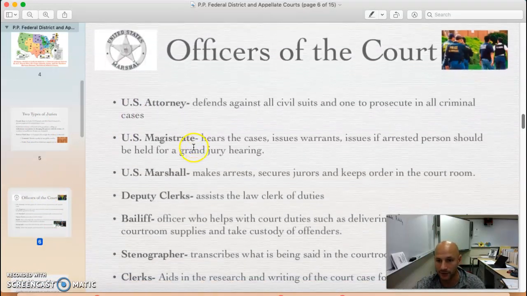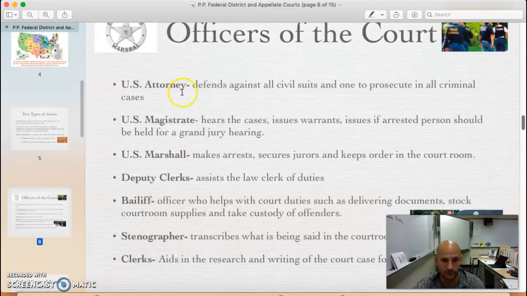Some officers that are within the court system, we have our U.S. Attorney General, U.S. attorneys, that are hired by the President and approved by the Senate as well. I met him, the one in Erie. Forget what the guy's name is. Really smart as a whip guy. You don't want to mess with these people. And they defend against all civil suits and want to prosecute in all criminal cases. So they work for the government. The U.S. Magistrate, okay, which is the judge, hears the cases, issues warrants, and decides if an arrested person shall be held for a grand jury hearing.